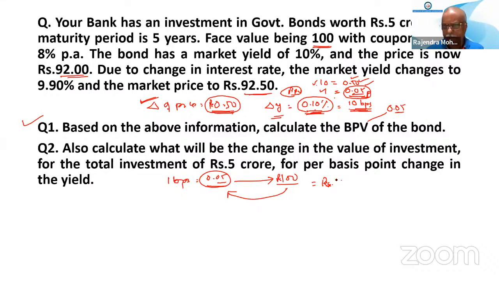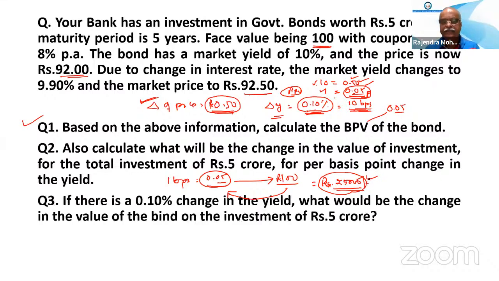No, it is 25,000. This is paisa, 0.05 paisa. So if you multiply 0.05 divided by 100 into 5 crore, it becomes 25,000. Okay, don't make a mistake in that way, because this is for 100 rupees. For 100 rupees, 0.05. For 1 rupee, how much? For 5 crore, how much? So it will be 25,000.